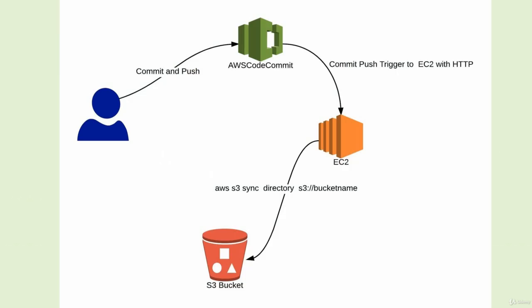Here is a different use case where we have an EC2 Elastic Compute Cloud instance running various operations on an S3 bucket. Here we have a user who commits and pushes using either SSH or the CLI on AWS CodeCommit, which generates a trigger on EC2 via HTTP, performing certain operations like uploading a file, modifying a file, and more.